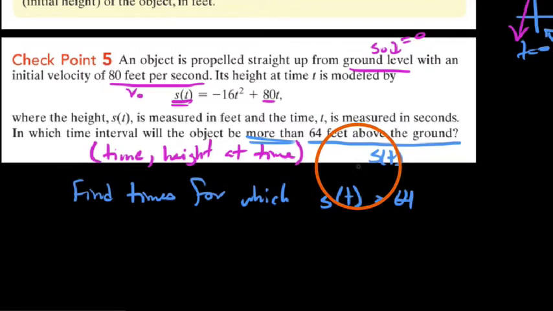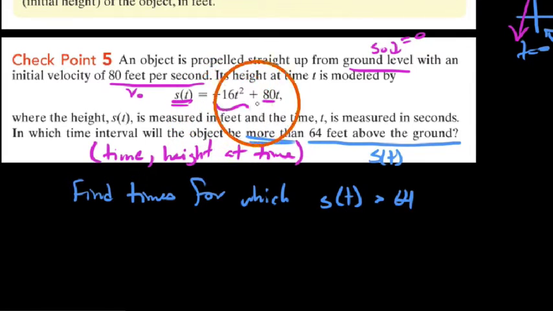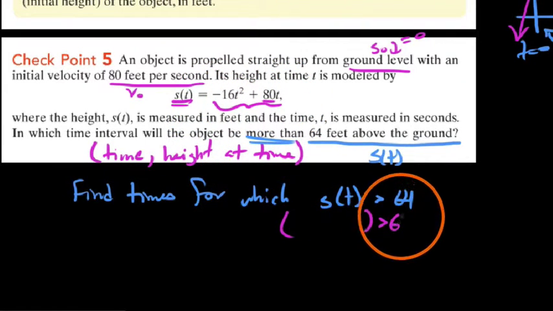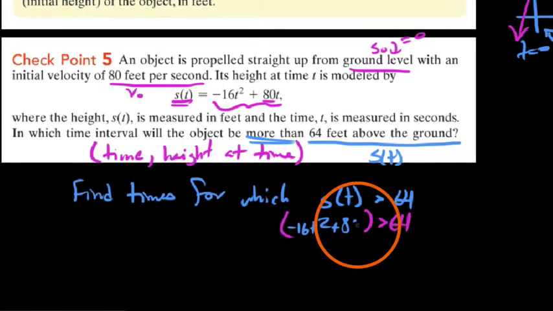And we said more than, not more than or equal to, not at least, but more than 64 feet off the ground. So what we're going to do is take our position function here, plug it into this expression, and solve it, basically. We're going to say negative 16t squared plus 80t.